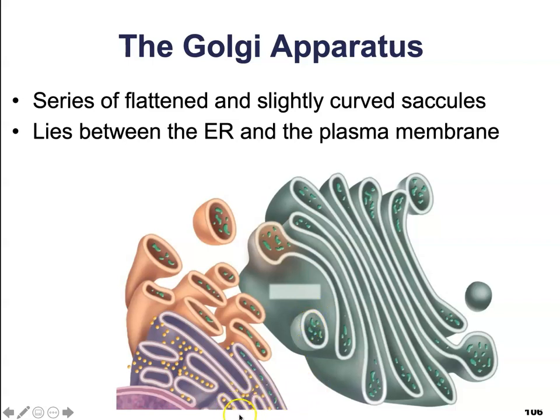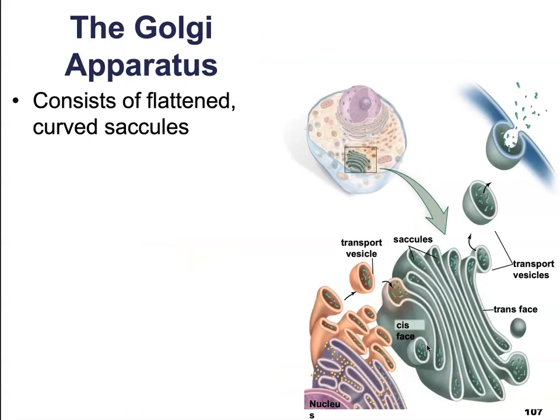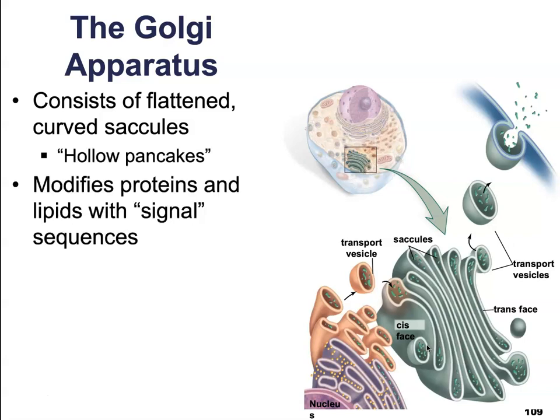The proteins are going to be made by the rough ER. They're going to be sent to the Golgi apparatus, and the Golgi apparatus is going to figure out where they need to go. Do they need to go somewhere inside of the cell, or do they need to be brought to the cell surface? So as I said before, it's a series of flattened curved saccules, kind of like a stack of hollow pancakes. They're going to be modifying proteins and lipids with signal sequences. Just like when you take a package to the post office, they're going to slap a shipping label on it. They're going to figure out where it needs to go, scan it into their system, and send it on its way. Same thing's going to happen with the Golgi apparatus.